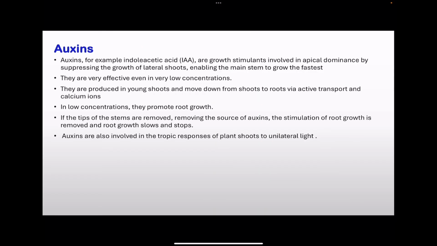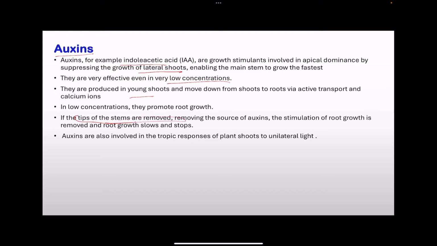Chemicals involved in growth include auxins. An example is indoleacetic acid, which is a growth stimulant involved in apical dominance by suppressing the growth of lateral shoots. This enables the stem to grow fastest upwards instead of the lateral shoots growing. These are very effective in low concentrations. They are produced by young shoots and move downwards via active transport.